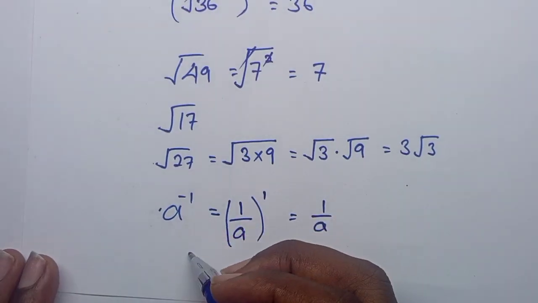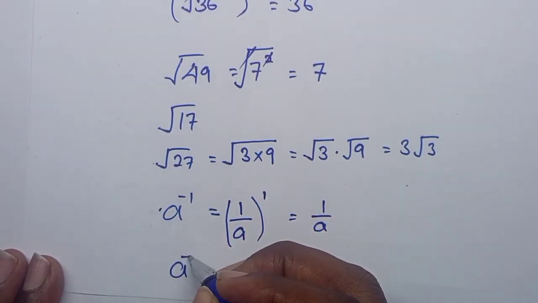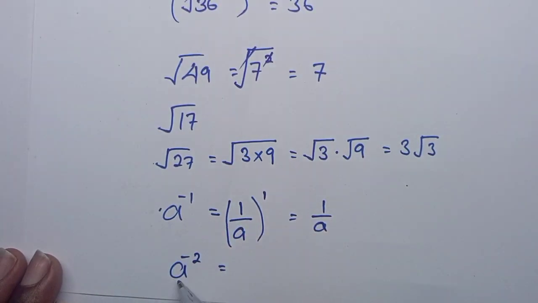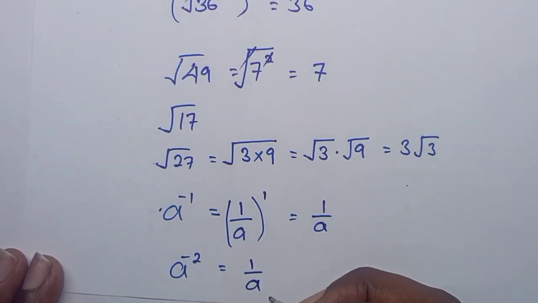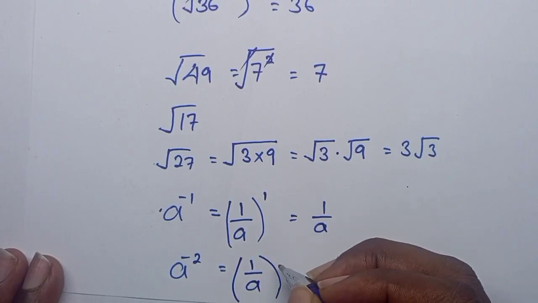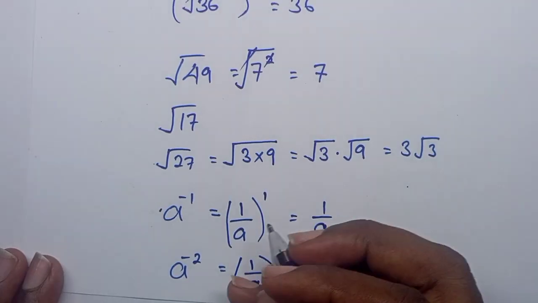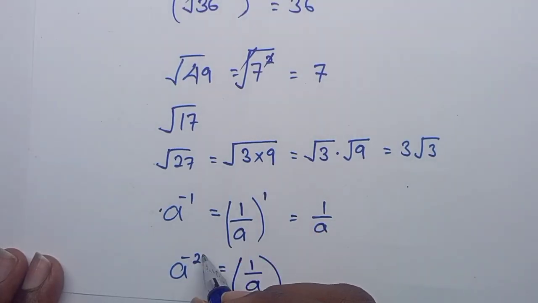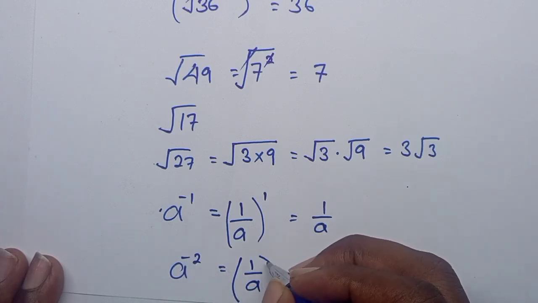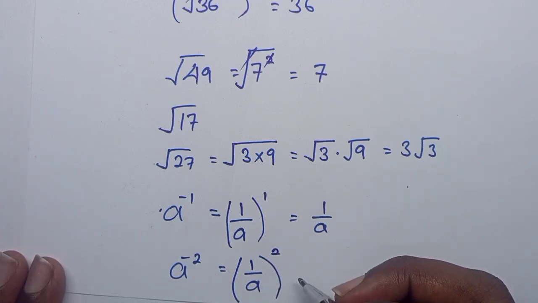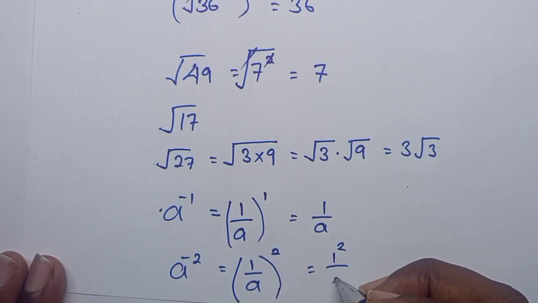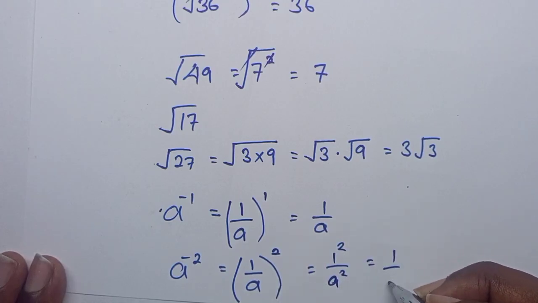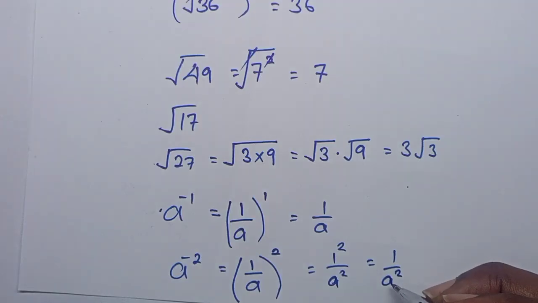Let's say you have A to power -2. You have to first of all flip the base, so it will be 1 over A. Then you power the whole thing by that number that is after the negative sign, so it will be to power 2. This is what it means, which is equals to 1 squared over A squared, which is 1 over A squared.